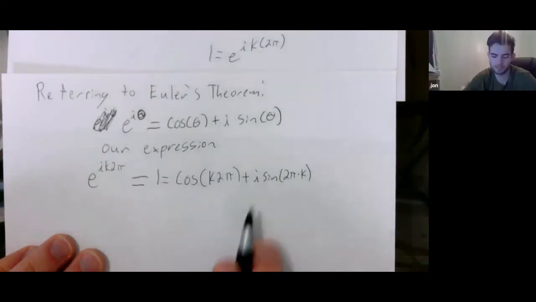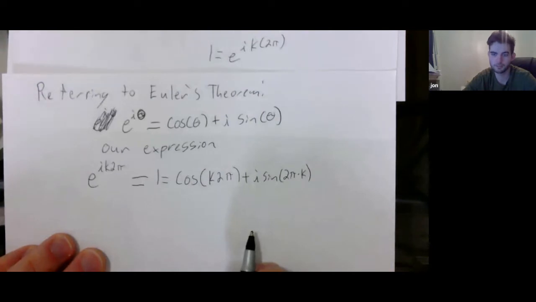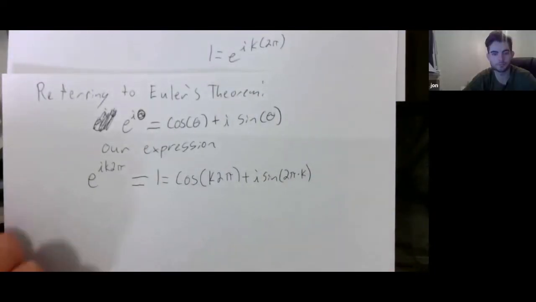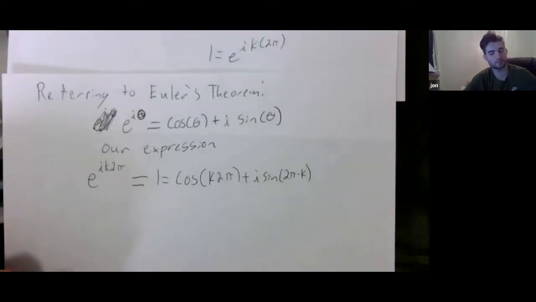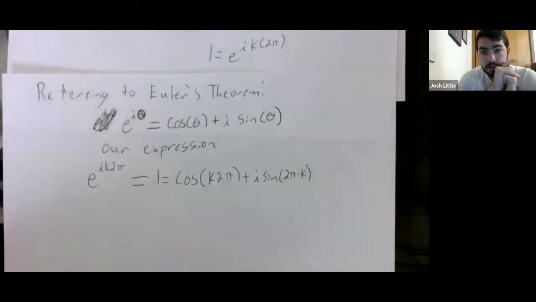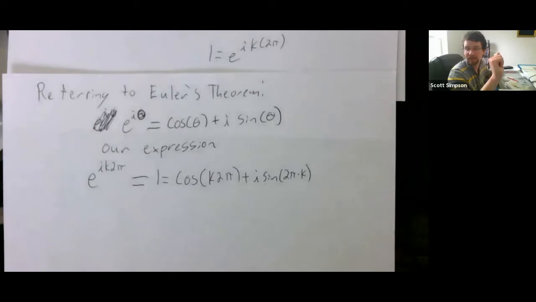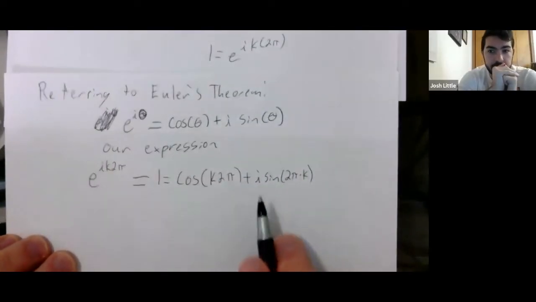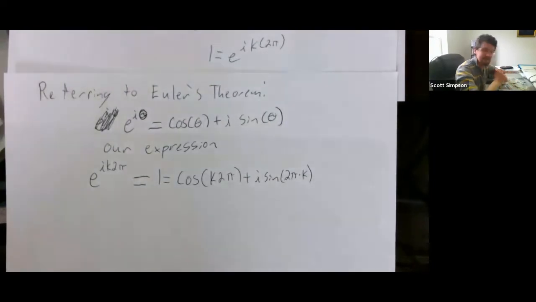It's 2 pi times some constant. So does K have to be an integer, or could it be a fraction? We haven't put anything on K yet. It doesn't necessarily make it 0, right? But we do want this to be 0.